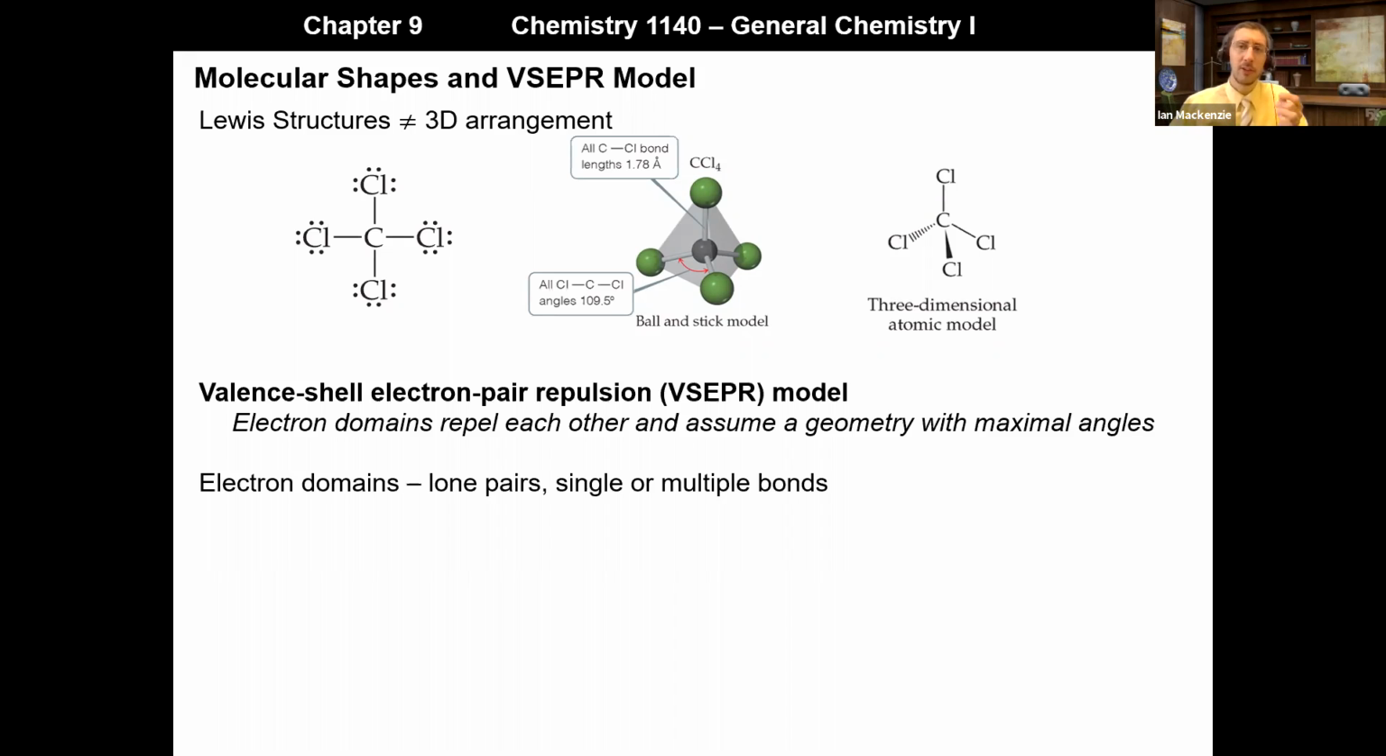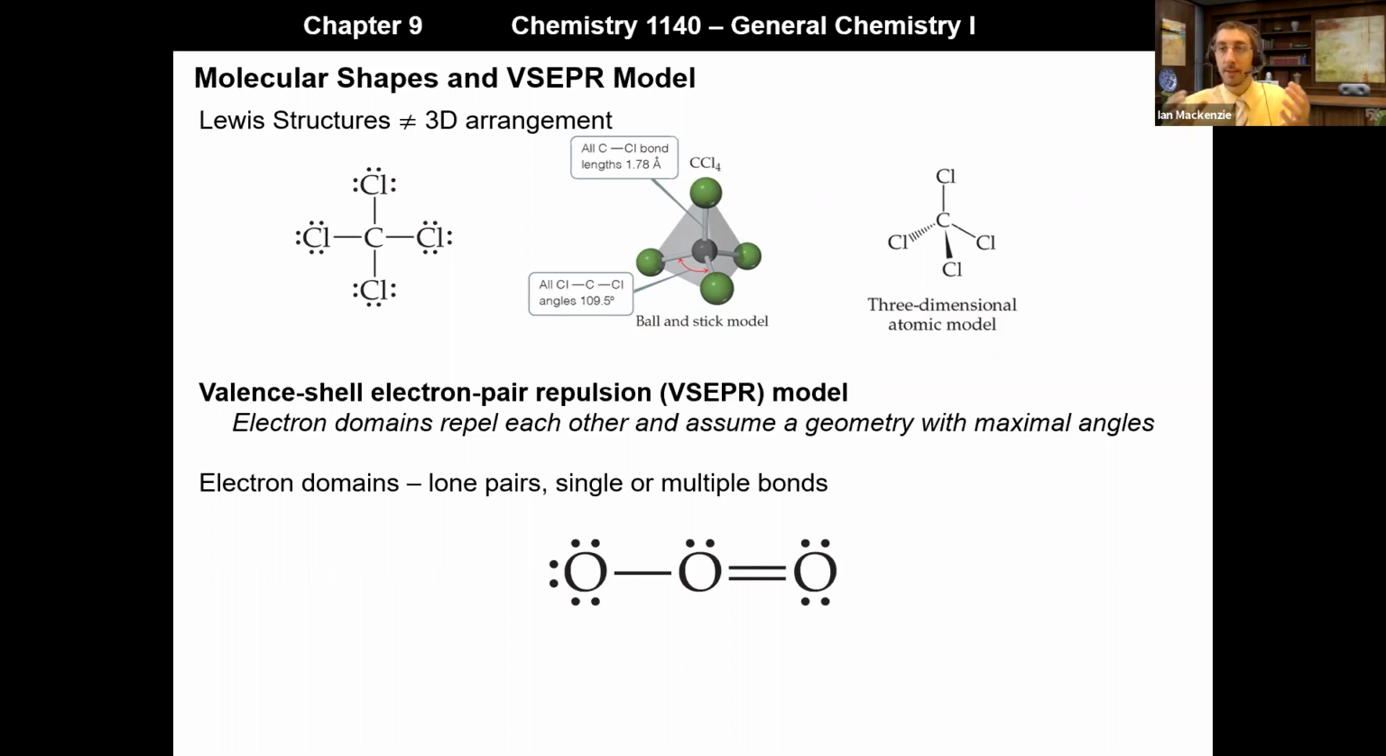Well, first off, an electron domain is simply a region in space around the atom you're interested in that holds electron density, or probability of finding an electron. And so that includes lone pairs, single bonds, and multiple bonds as well. So double or triple bonds simply count as one region in space, and so they're one electron domain, even though it's a multiple bond. We can illustrate this by looking at this ozone molecule here.